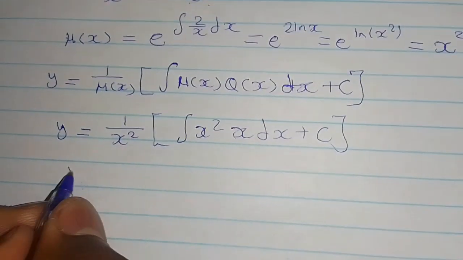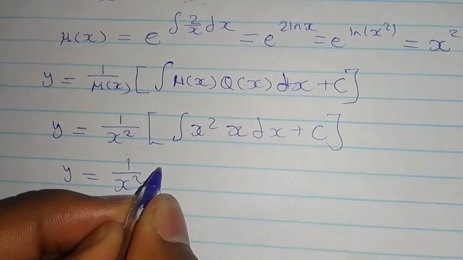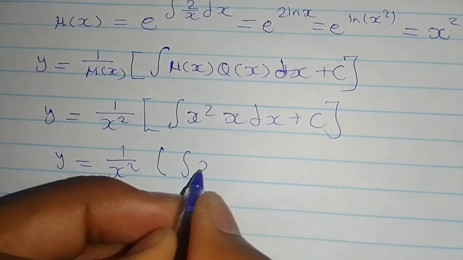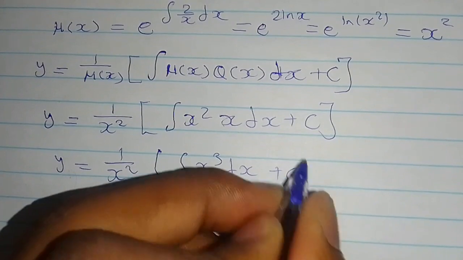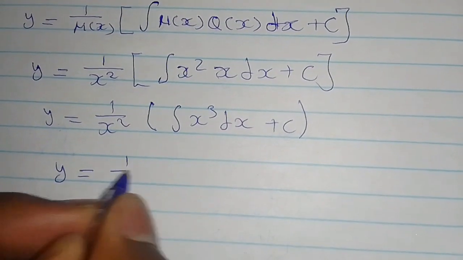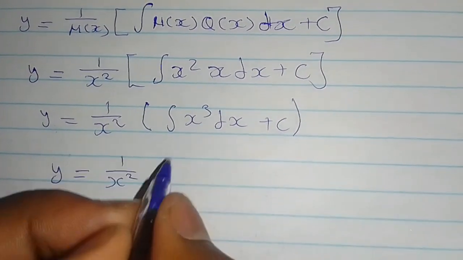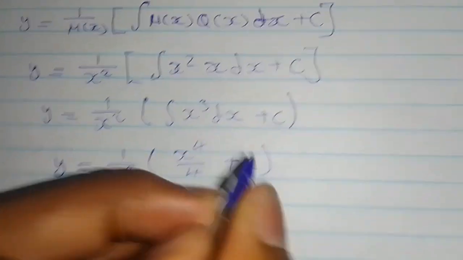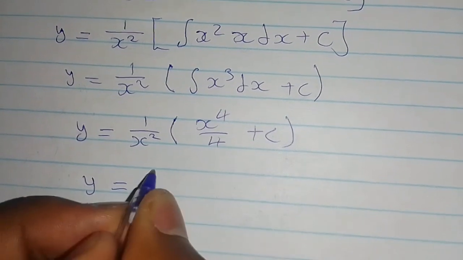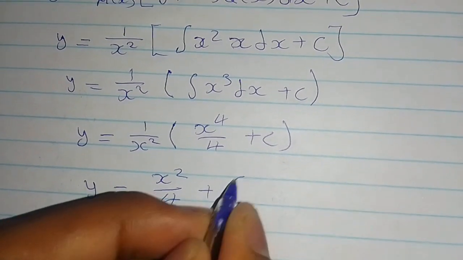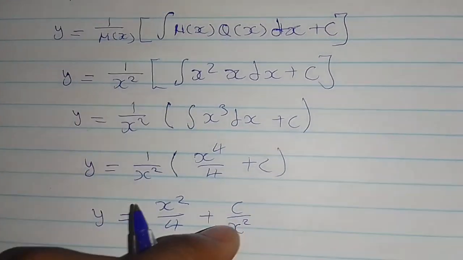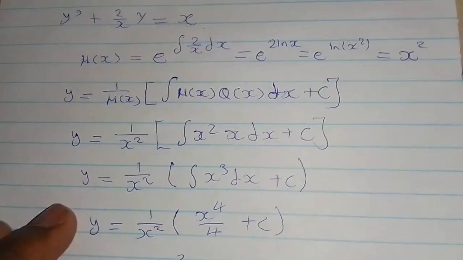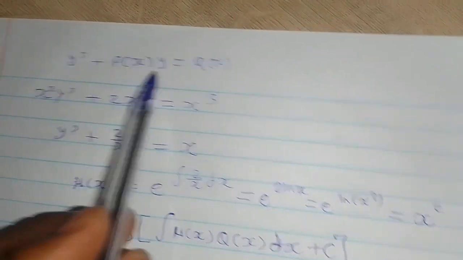Then you have something like this: y equals 1 over x squared times the integral of x cubed dx plus some constant c. The integral of x cubed is just x to the 4 over 4, then you add some constant c, so you have y equals x squared over 4 plus c over x squared, and that will be the general solution to that differential equation. Notice that this is the general form.